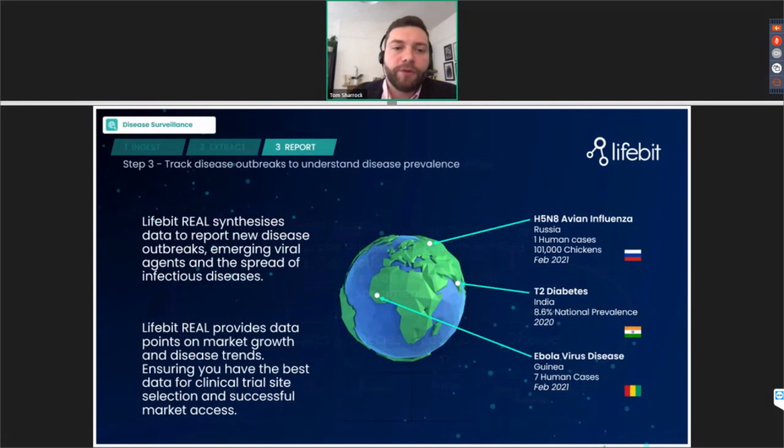And finally, we have the report module. So here we synthesize all of the data that we have gathered together, and we can then report when emerging viral agents are mentioned within the text and when diseases which are known to be infectious spread around the world. In addition to that, we can provide data points on market growth and disease trends, and also help organizations identify the best place to have a clinical trial where endpoints are likely to be reached due to a high prevalence of a disease.